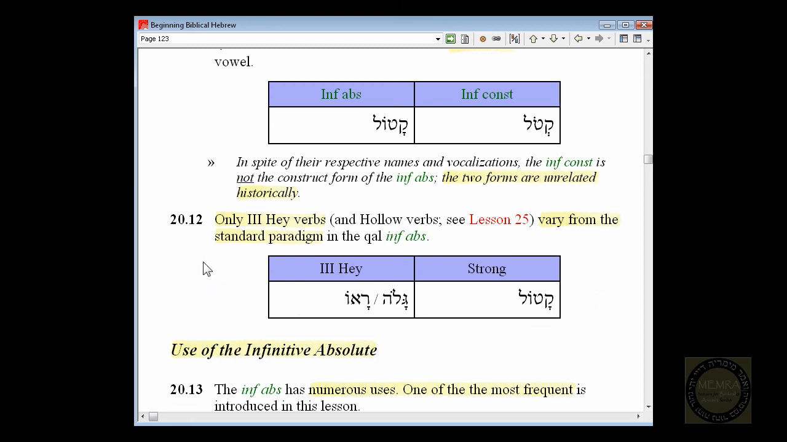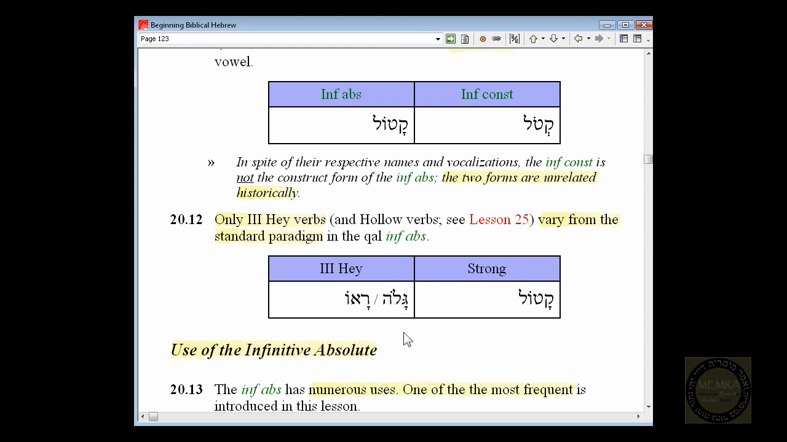The note here, only third hey verbs vary from the standard paradigm. So this is good news. Only one weak verb does anything different. So here's our regular pattern, our strong pattern, kametz holem vav. Third hey, though, look what we have. We have kametz and then holem, and we could have kametz holem vav without the final hey. So here we have the final hey, and it's just a holem.